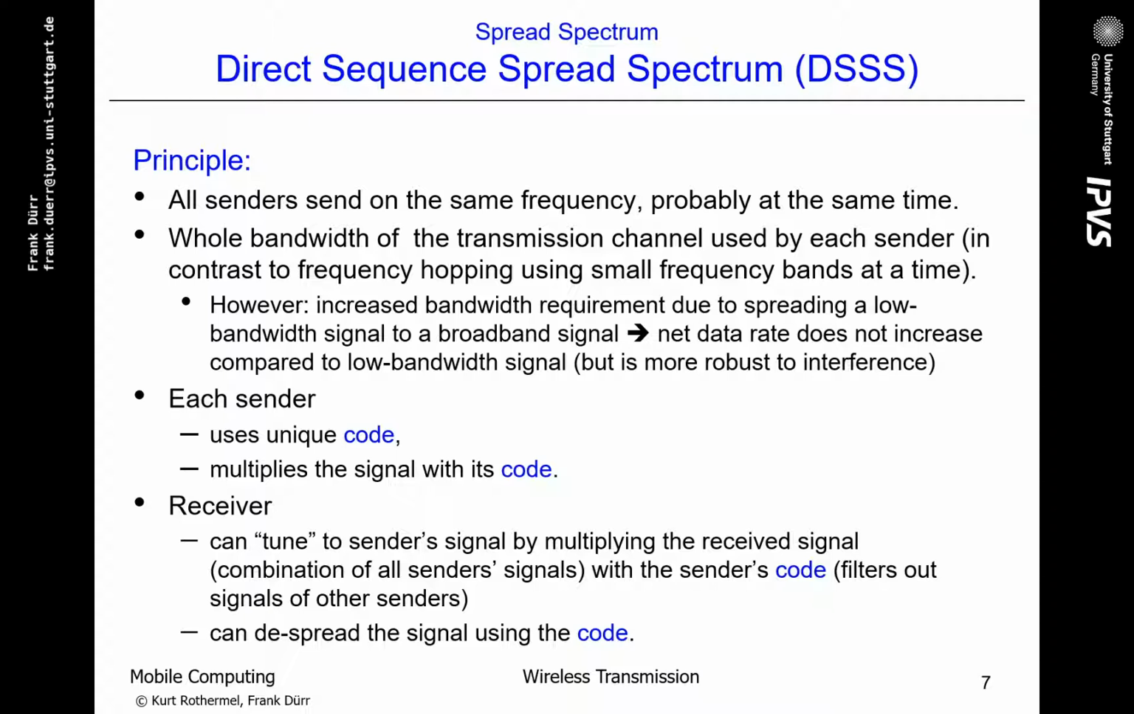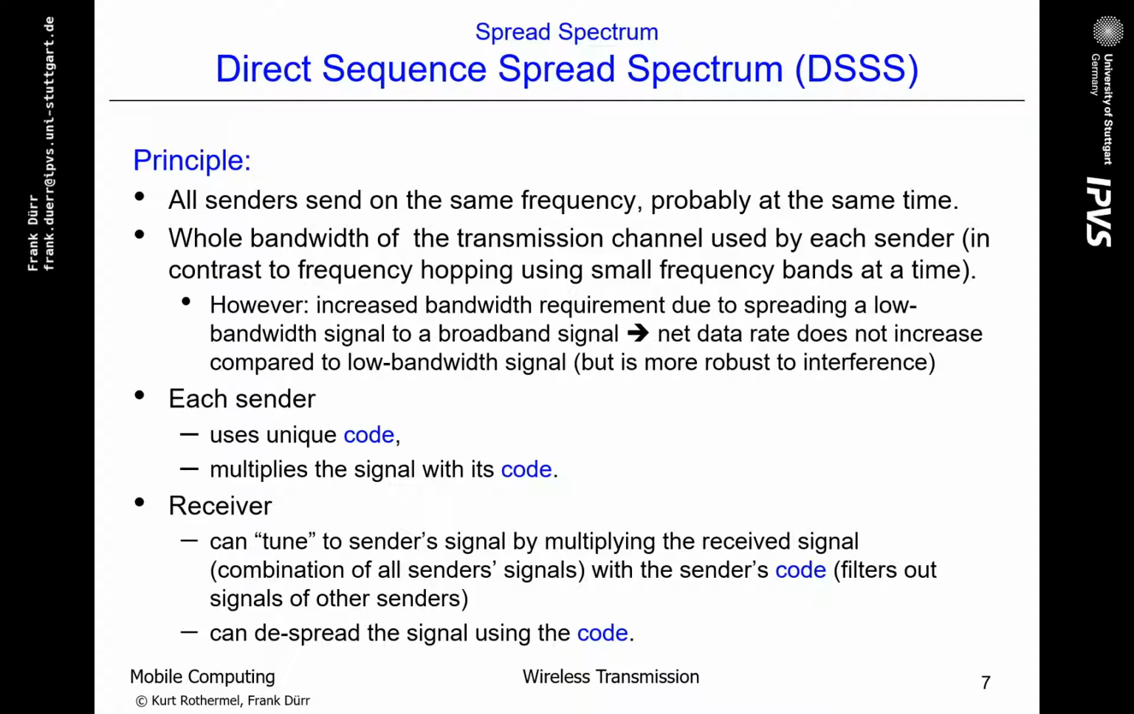So now really every sender has a unique code, and when a sender wants to send, it multiplies its low bandwidth signal by this code, and this is basically the spreading. That means we get a broadband signal by multiplying our low bandwidth signal with the code, and we'll later on see why this will really increase the bandwidth, but that's actually the spreading process.